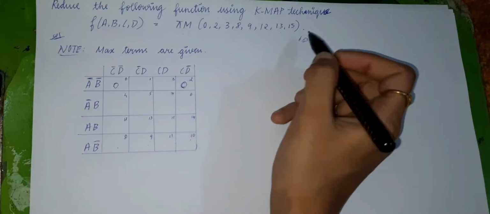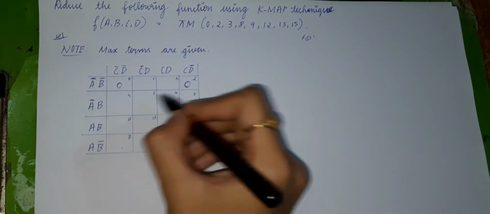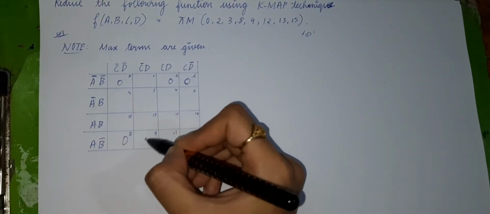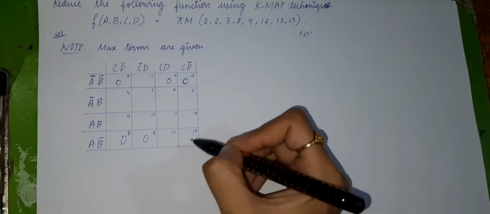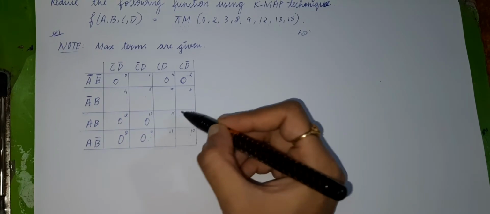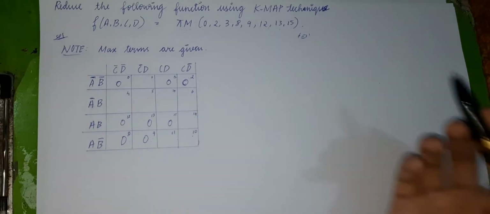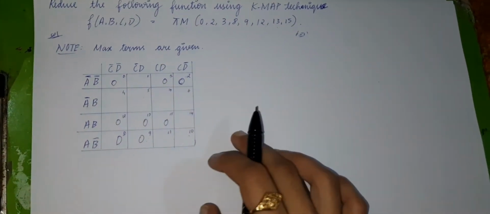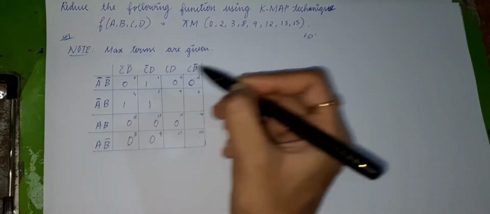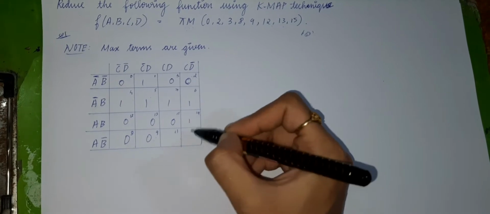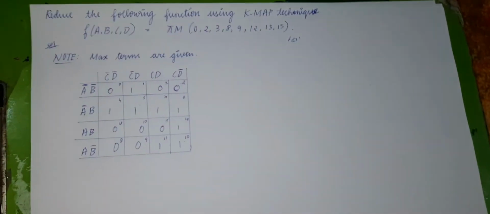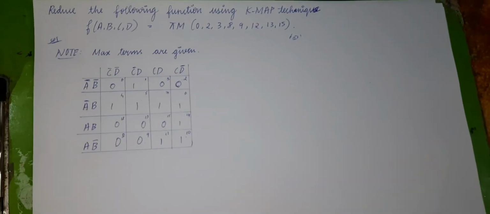Similarly, the remaining ones: 3 as 0, 8, 9, 12, 13, 15. So fill the remaining boxes as 1. So this is how you must fill the boxes in the K-map in this problem.